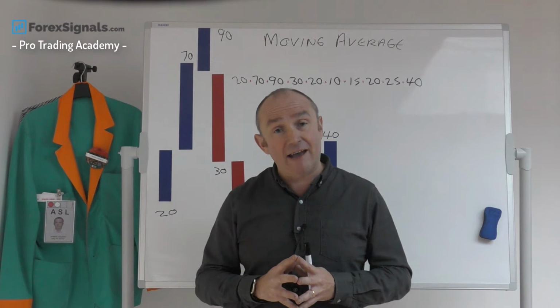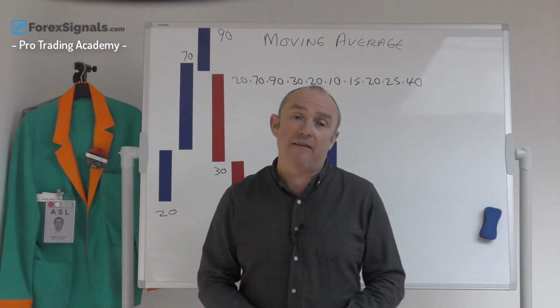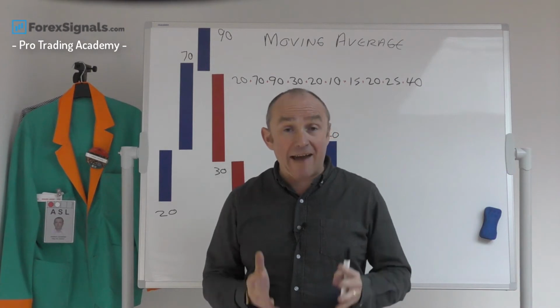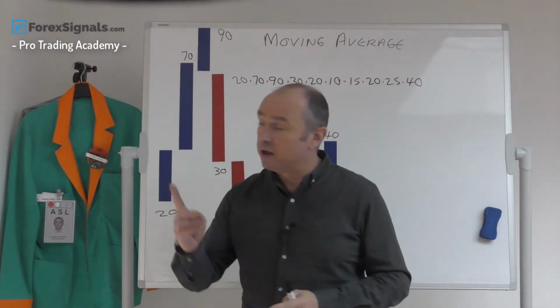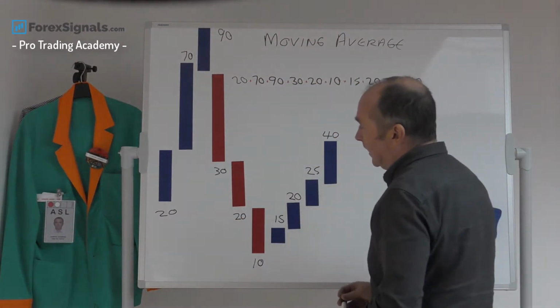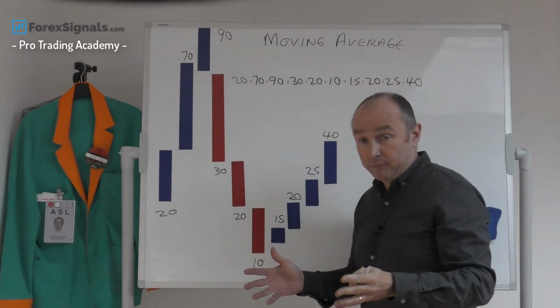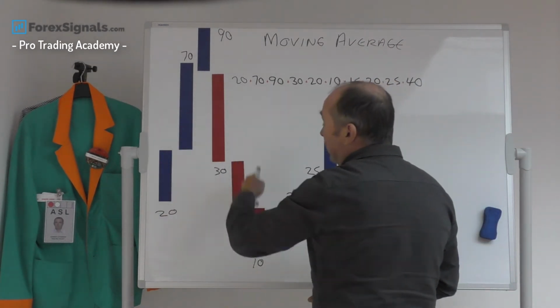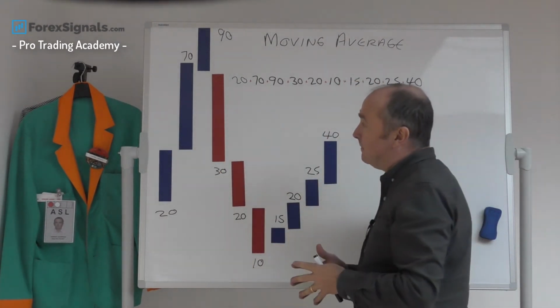Now, a simple moving average takes the closing price of a currency pair, or indeed any other financial instrument, and averages out that price over a certain number of time periods. So for example, here we've got a chart. I've got some candlesticks on here at the moment. Each individual candlestick represents a period of time. So this could be a 15-minute chart, so each candle represents price action within that 15-minute period.